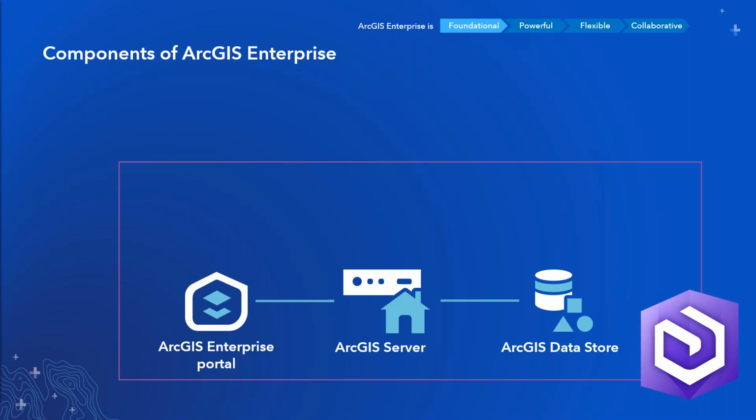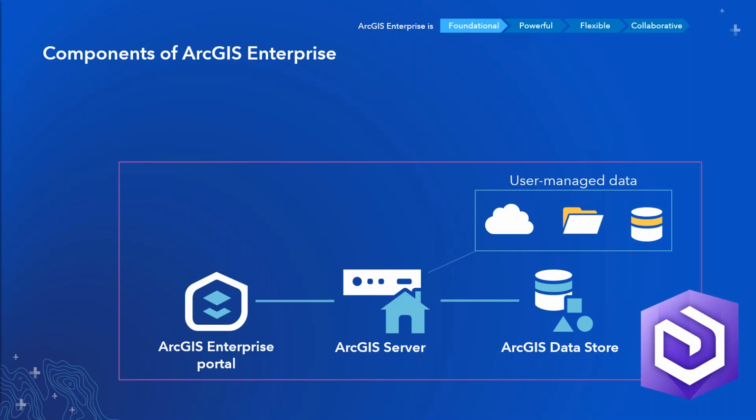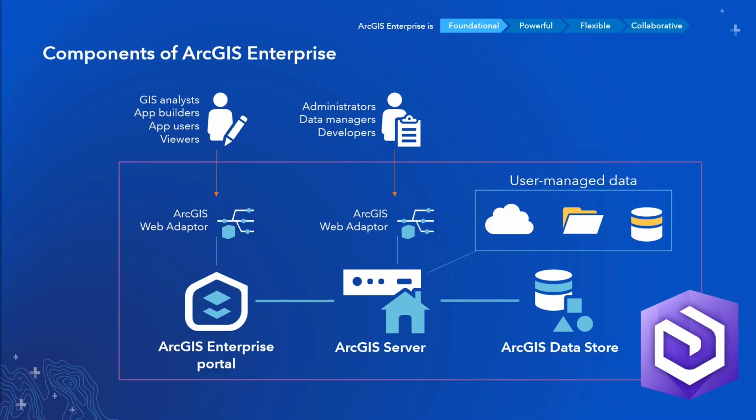You may notice the ArcGIS Web Adapter in this picture, which we haven't discussed yet. The main thing to understand about the Web Adapter is it basically acts as a proxy to process incoming requests and route them to the correct component of your Web GIS. We have tons more details about these different components, but really your GIS analysts, app builders, and app viewers will be coming through the portal, whereas administrators, data managers, and developers might be doing a connection to the ArcGIS server.